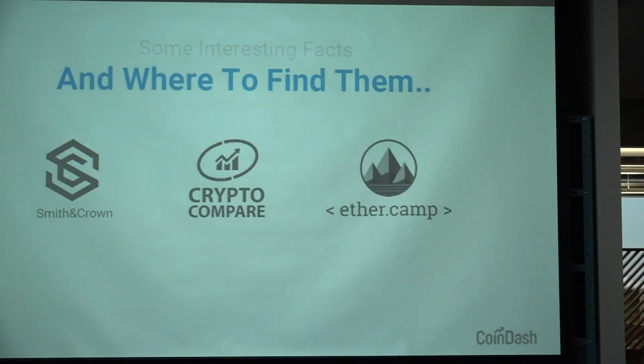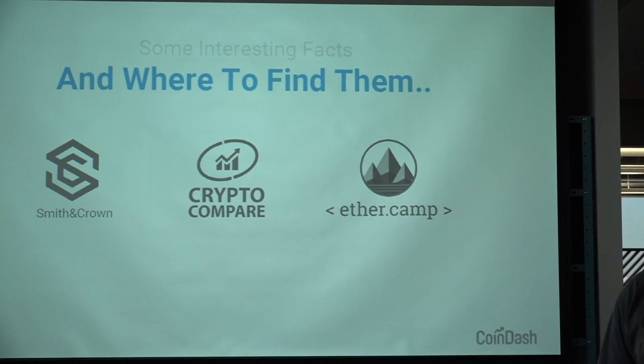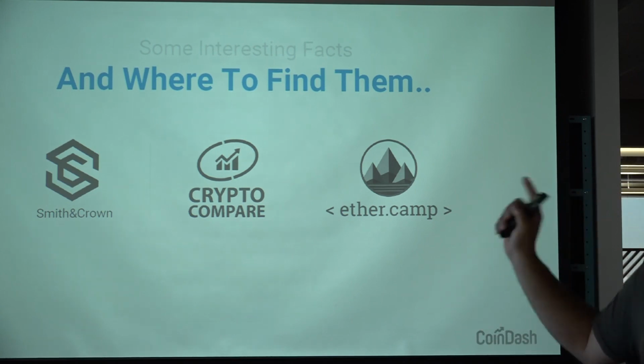If any of you are interested in finding out the next ICOs, the previous ICOs, a bit of market research, you can go to Smith & Crown. They're really good. Crypto market is a bit more market oriented. And Ethercamp are actually Israeli guys led by Roman.